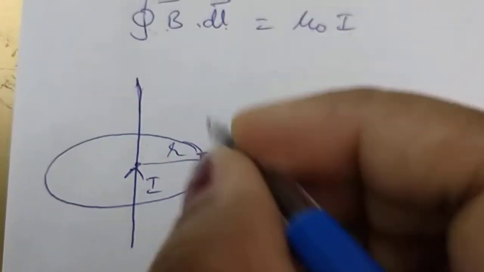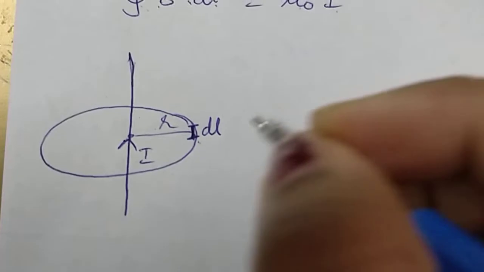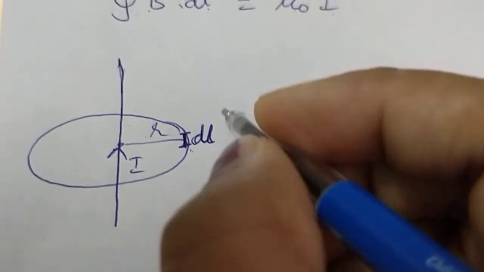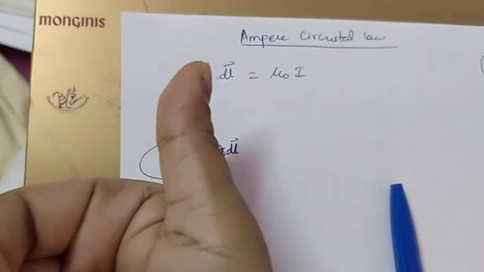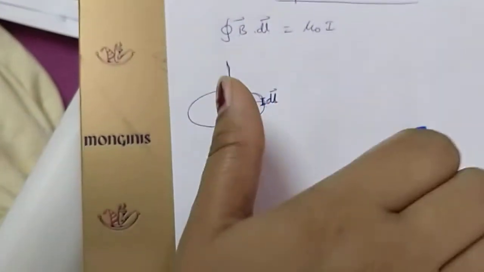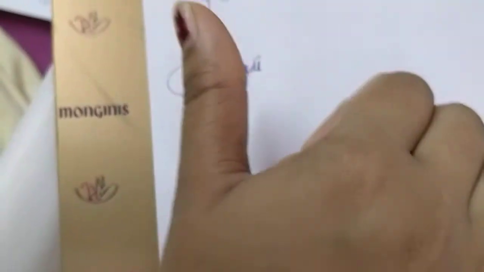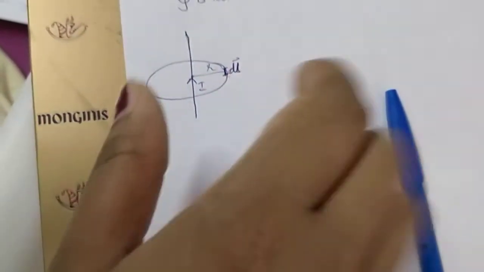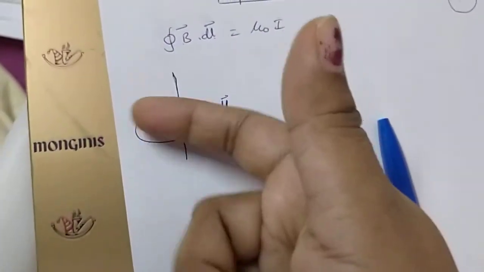So dl will be small element. This is not current element, this is just length element. I dl is current element, this is dl, just length element on this loop, Amperian loop. So this is dl, and the direction of the magnetic field: dl will be tangential to this because it's a curve. And you know that due to straight wire, for the direction of magnetic field, I will use right hand curl rule. So according to this, if the direction of current is shown by the thumb, then the curl of my fingers will show the direction of the magnetic field.